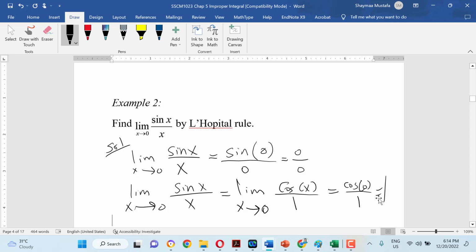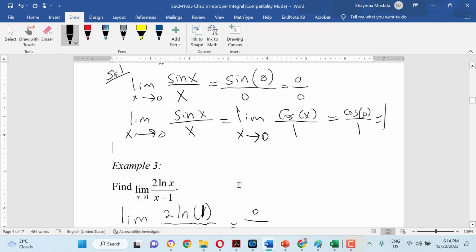The first substitution gives you 0 over 0. So you need to calculate the derivative of sine x and the derivative of x. So cosine x over 1, now substitute again. So cosine 0 is 1, and 1 over 1 is 1.